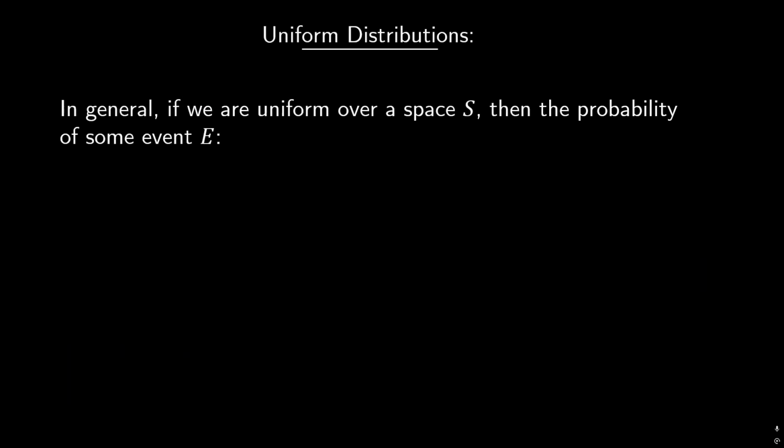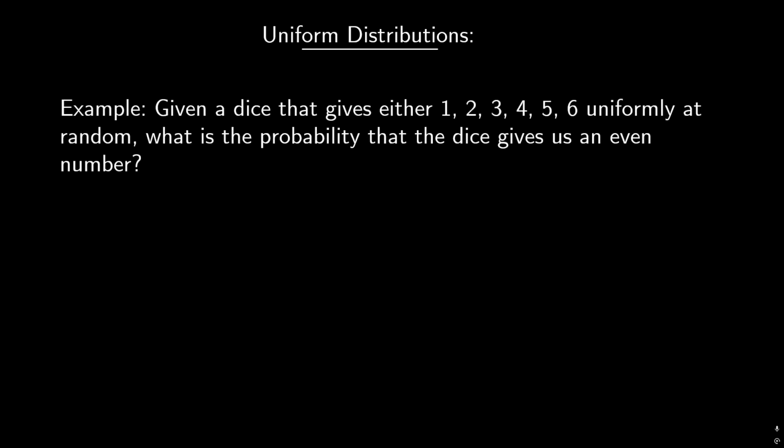Okay, so let me elaborate a little bit on this whole uniform distribution thing, even though we will talk about it in detail next week. This is the simplest kind of distribution. In general, if we are uniform over some event space S, then the probability of a specific event E is very simply just the size of the event set divided by the size of S. You might have remembered this from the previous one with the permutations, but let me just show you an example just so that we're clear.